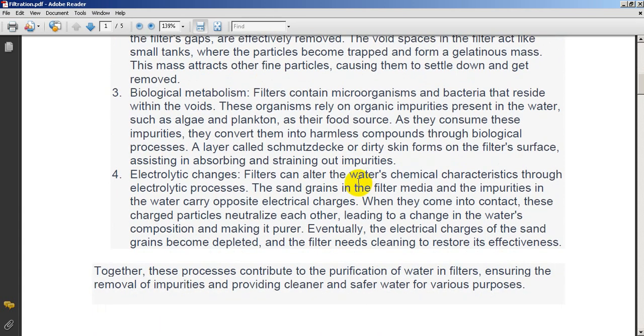4. Electrolytic changes. Filters can alter the water's chemical characteristics through electrolytic processes. The sand grains in the filter media and the impurities in the water can carry opposite electrical charges. When they come into contact, these charged particles neutralize each other, leading to a change in the water's composition and making it purer. Eventually, the electrical charges of sand grains become depleted and the filter needs cleaning to restore its effectiveness.